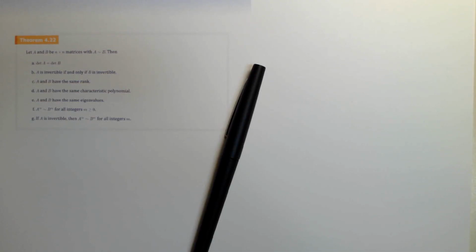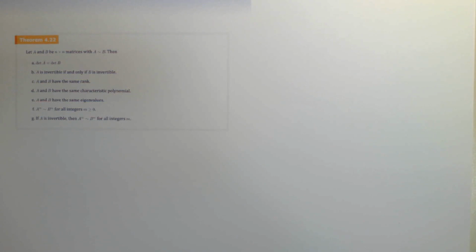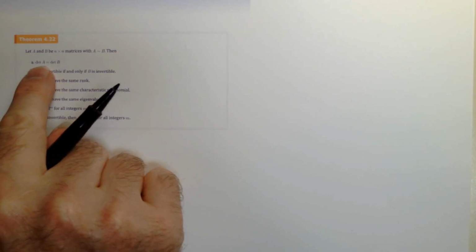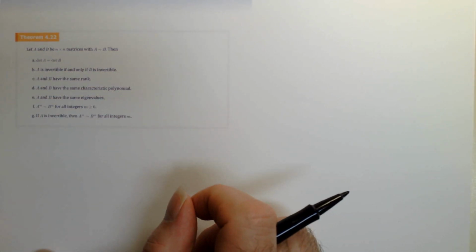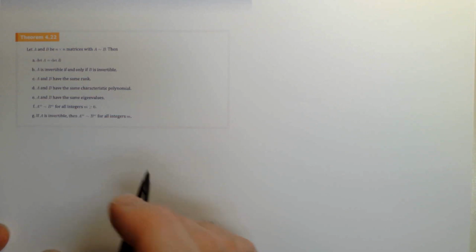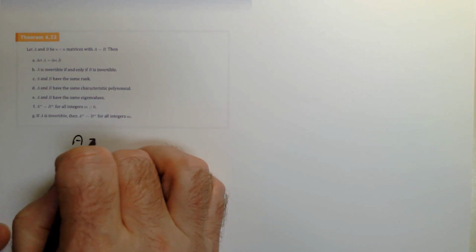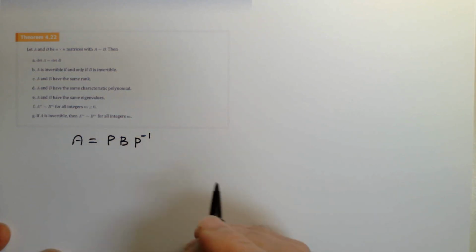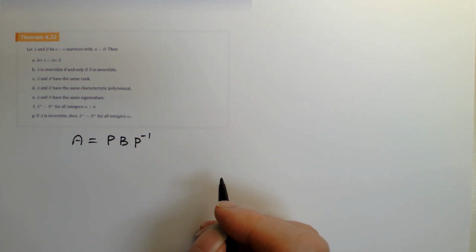All right, welcome to the document camera. We're going to look at the proof of theorem 4.22, and in particular parts A, D, and E. Let's take a look at part A first. We want to show that if A and B are similar matrices, then their determinants must be equal to each other. Now, to say that A is similar to B means that A can be written as P times B times P inverse for some invertible matrix P.